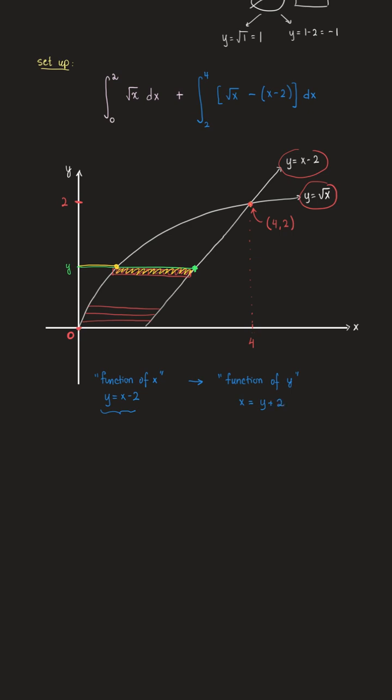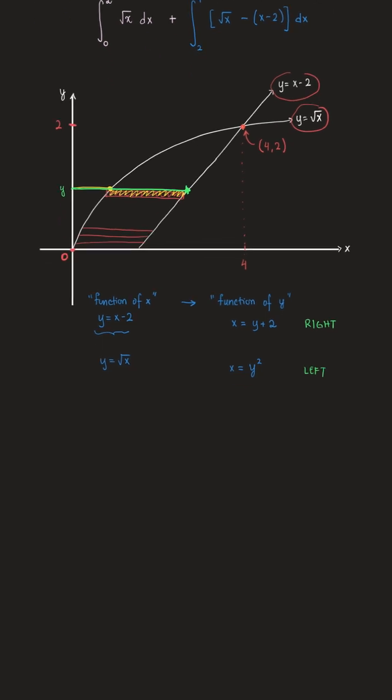And we're going to do the same thing with our square root function. I want to write this as a function of y, where y is the independent variable. So I'm going to square both sides, and this gives us that x is equal to y squared. And we know that y plus 2 is the rightmost function. So this is rightmost, this is leftmost, and we're ready to set up our integral.